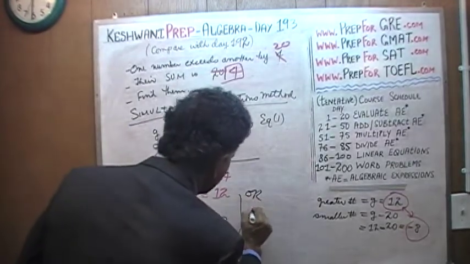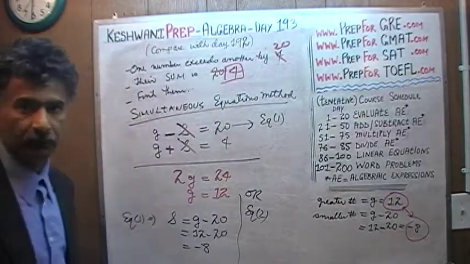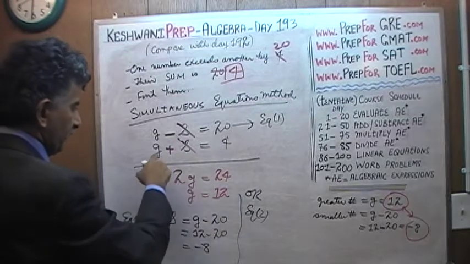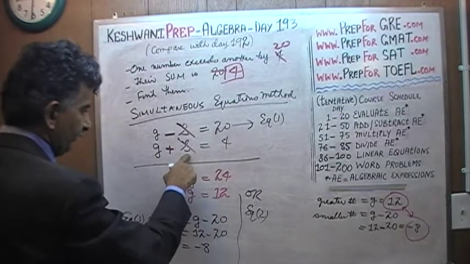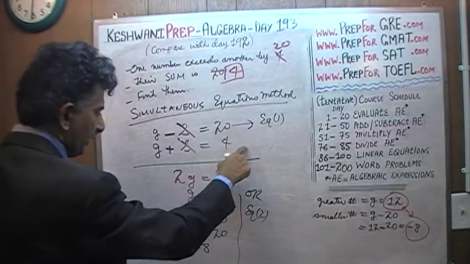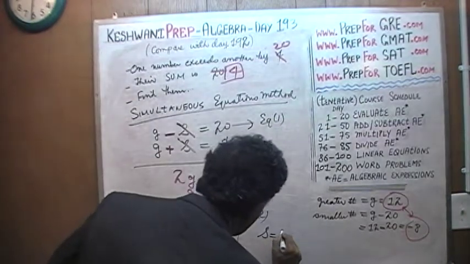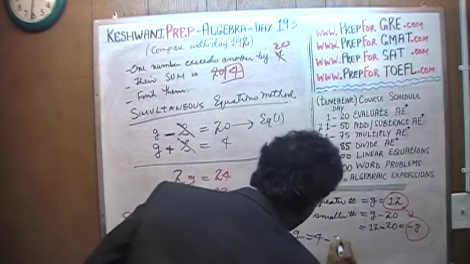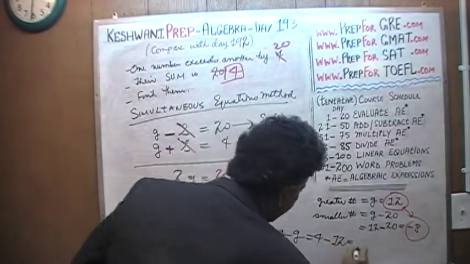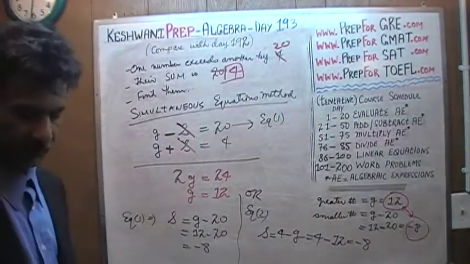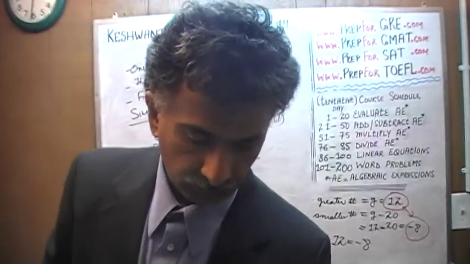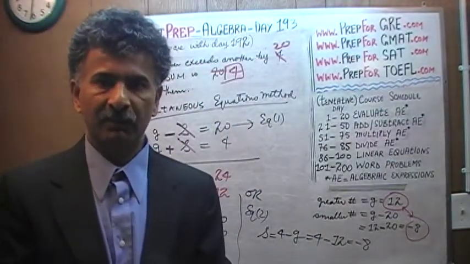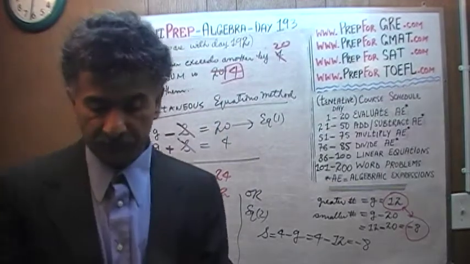Or we could have used equation number 2. Equation 2 tells us that the small number is 4 minus G. Bring the G to the other side, leave the S here. The small number is 4 minus G, which is 4 minus 12, and of course that is negative 8. We get the same answer. It doesn't matter whether we use equation 1 or equation 2. These are two different methods of solving the same problem: the simultaneous equation method and the other method that we saw.